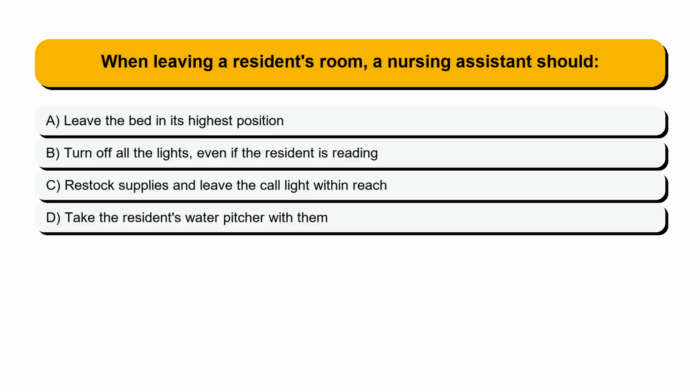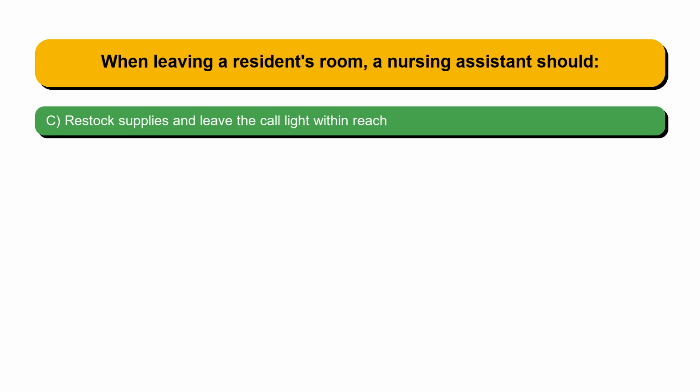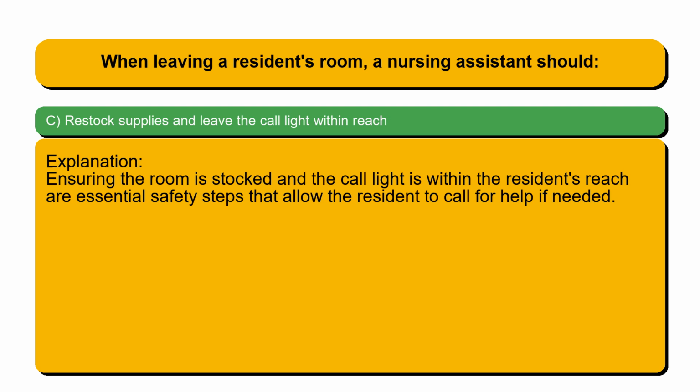Question 42. When leaving a resident's room, a nursing assistant should: Option A. Leave the bed in its highest position. Option B. Turn off all the lights, even if the resident is reading. Option C. Restock supplies and leave the call light within reach. Option D. Take the resident's water pitcher with them. The correct answer is option C. Restock supplies and leave the call light within reach. Ensuring the room is stocked and the call light is within the resident's reach are essential safety steps that allow the resident to call for help if needed.